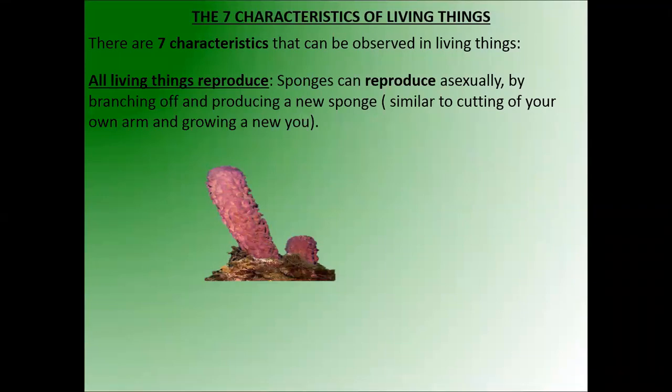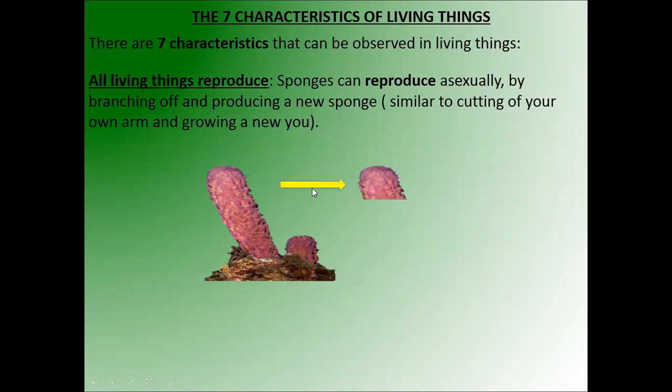All living things reproduce, either asexually or sexually. But the sponge does reproduce in both ways. It reproduces asexually by branching off. This is a small sponge. When it touches the ground, after some time, it starts to grow into a huge sponge like this.